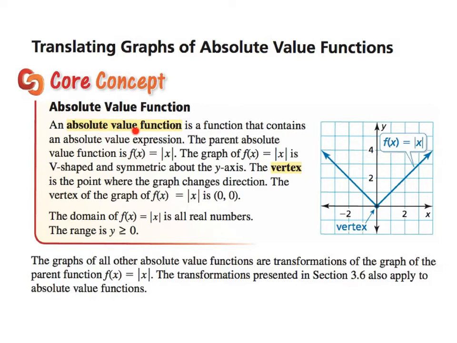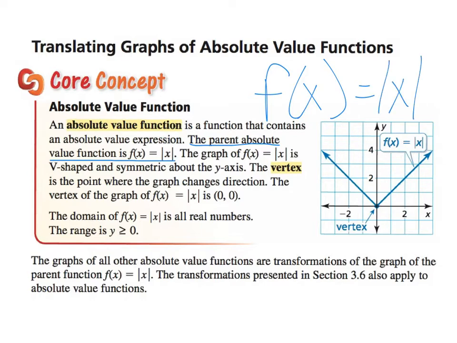An absolute value function is a function that contains an absolute value expression. So here's your first piece of information. Look at this. The parent absolute value function is f of x equals the absolute value of x. The graph of f of x equals the absolute value of x is v-shaped. You'll notice right here, it's v-shaped and is symmetric about the y-axis.